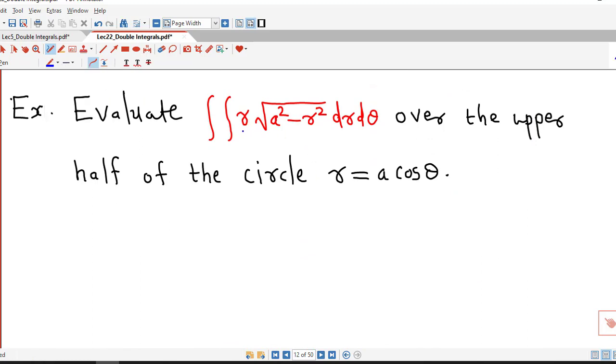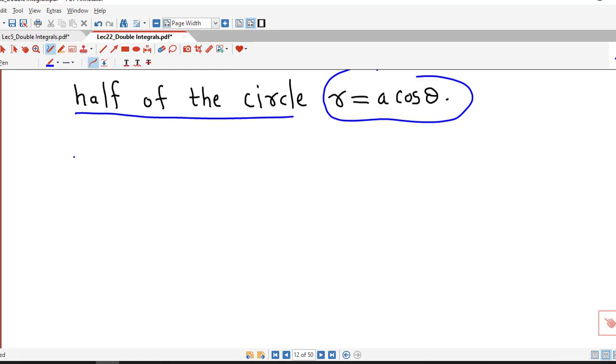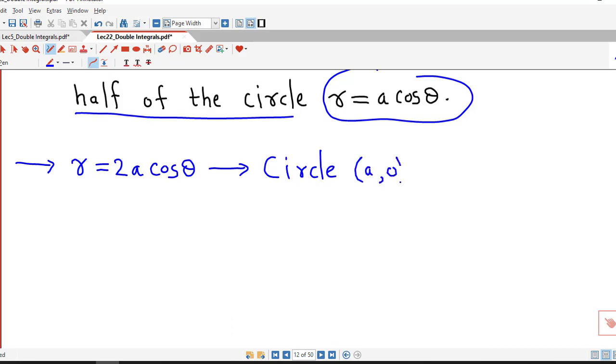Evaluate the double integral of the function r times square root of a square minus r square over the upper half of the circle r equal to a cos theta. So this r equal to a cos theta is a circle. If you recall, in the previous lecture we have seen that if we have r equal to 2a cos theta, then it represents a circle with center a comma 0 and radius which is half of this number. So radius is a.